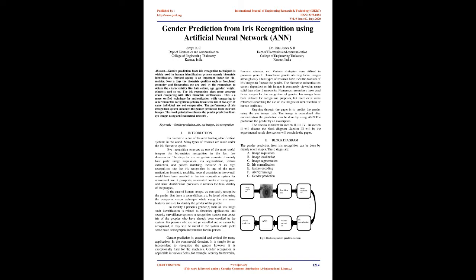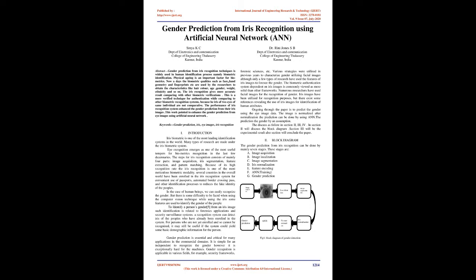Iris recognition gives more accurate results compared with other biometric verifications. This is a more verified technique for authentication compared to other biometric recognition systems, because the irises of the two eyes of the same individual are not comparable. The performance of the iris recognition system enhanced the gender prediction from iris images. This work aims to enhance gender prediction from eye images using an artificial neural network. Keywords: gender prediction, iris, eye images, iris recognition.